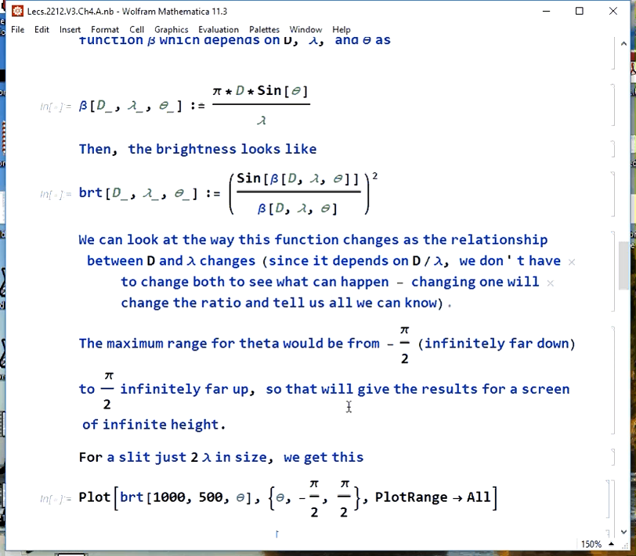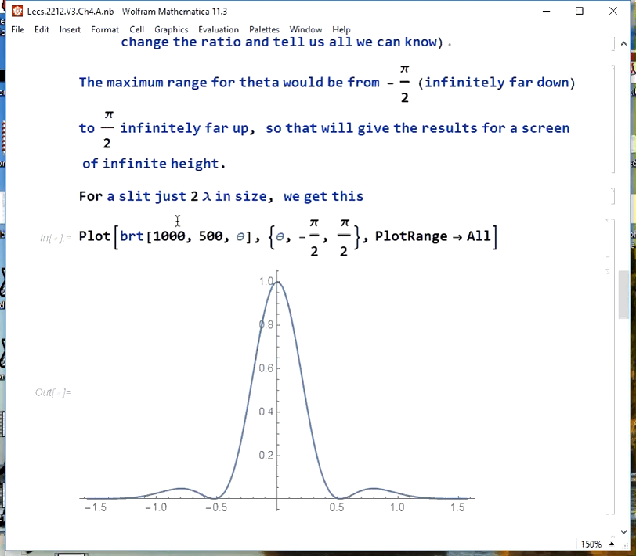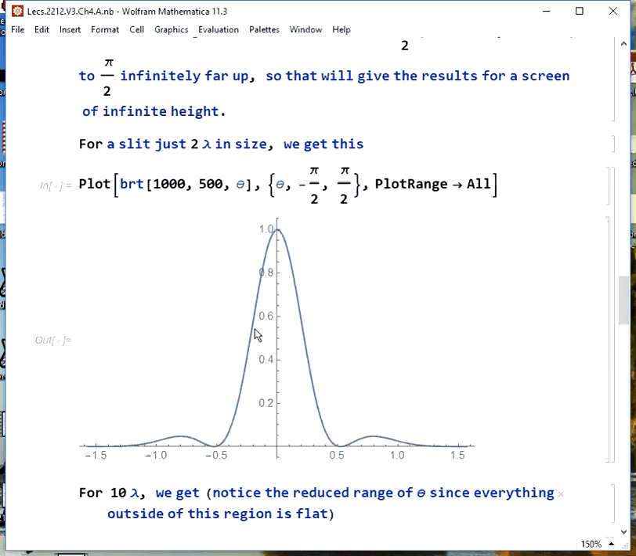The range for theta, if you think about the limits, if we had an infinitely long screen, could be all the way down to negative pi over 2, all the way up to pi over 2. So that's the full possible range for an infinitely tall screen. If our slit is just 2 lambda in size, this is what our screen would look like. We'd have a bright spot at the center, then it would get darker at the edges, another bright spot that's not nearly as bright, and then darker again. And notice these are at very large angles.